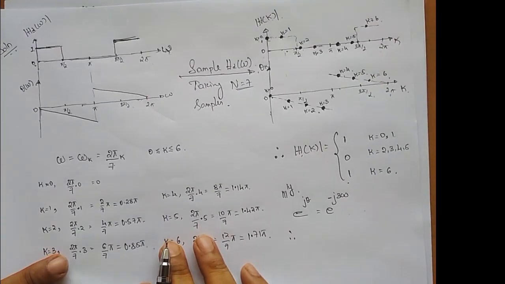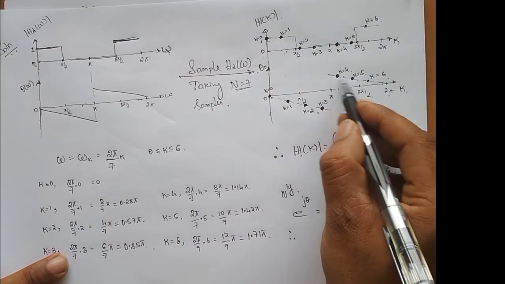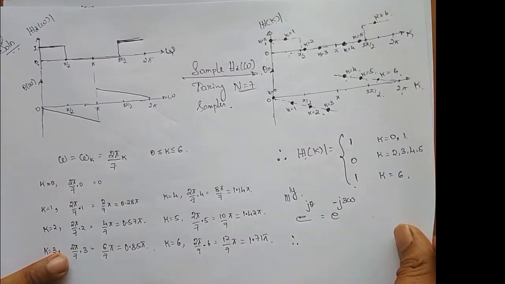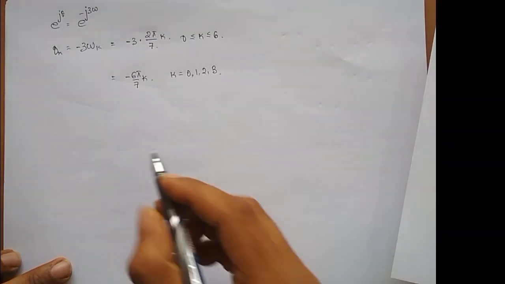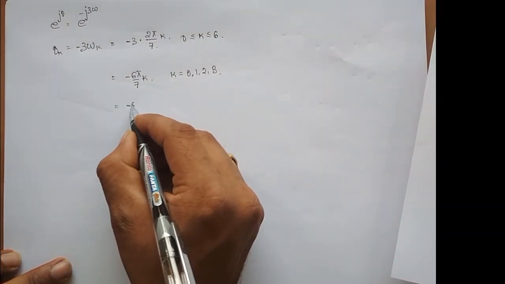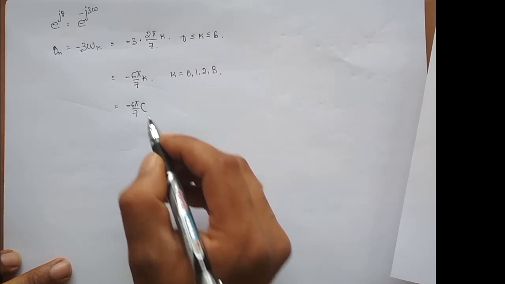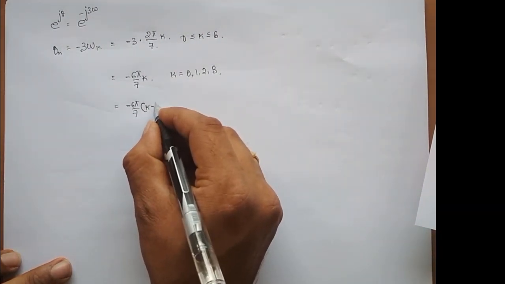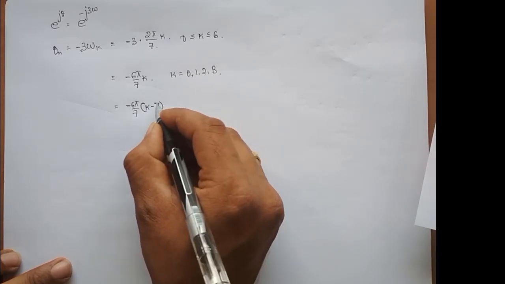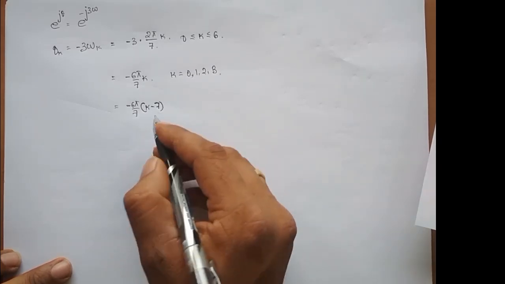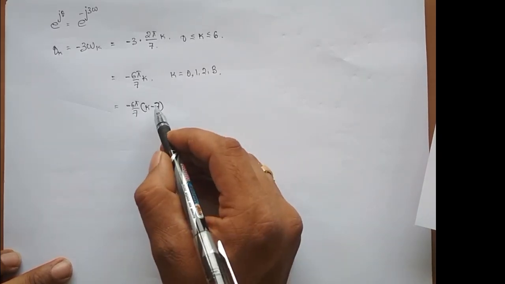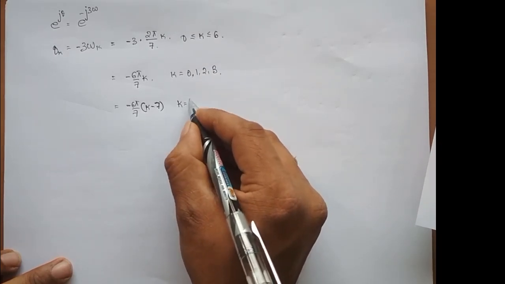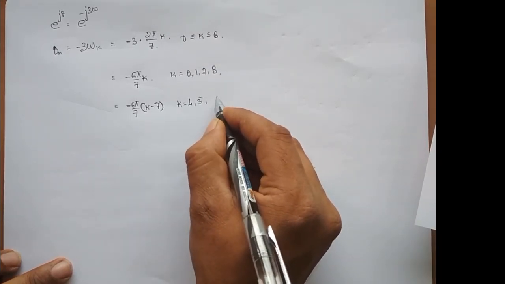Now for k is equal to 4, 5, 6, 7, the slope is in the positive side. So for that we have to slightly modify the equation. So this is equal to minus 6 pi by 7 into k minus the number of points, number of samples, which is 7. Okay, I have to subtract this by 7. Why? Because this has to go to the positive side, right? So for k is equal to what and what? 4, 5, 6.